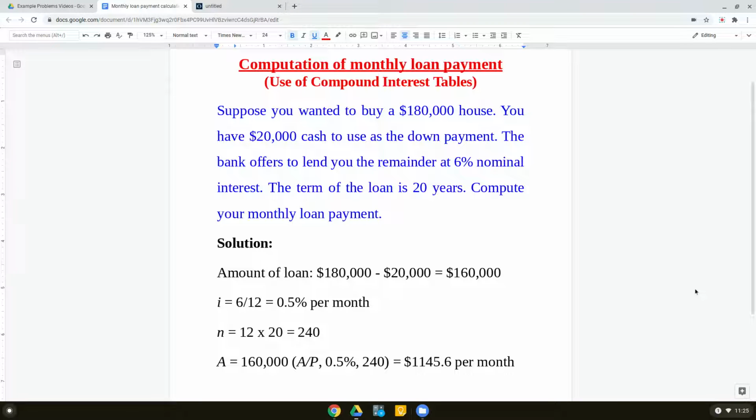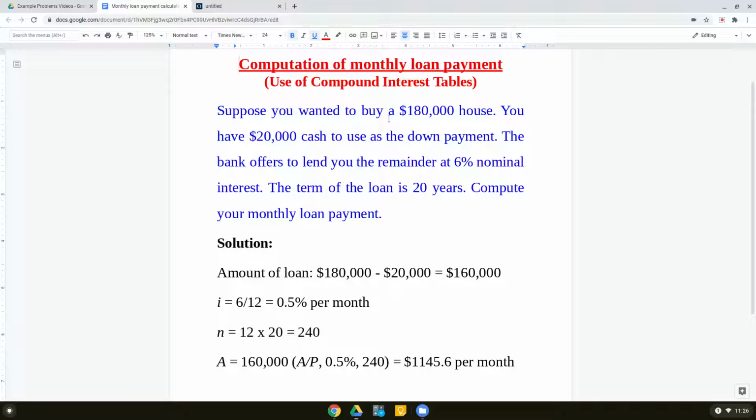In this video, we are going to learn how to calculate monthly loan payment using compound interest tables. So I have a simple problem here. Let's first read the problem, try to understand the problem statement, try to understand what we want to find out, what inputs are given, and then we will work on the solution.